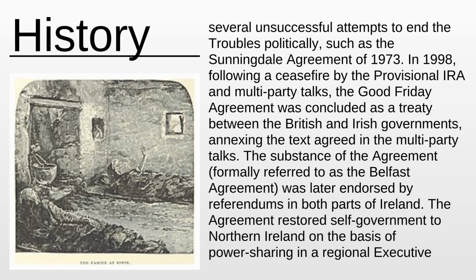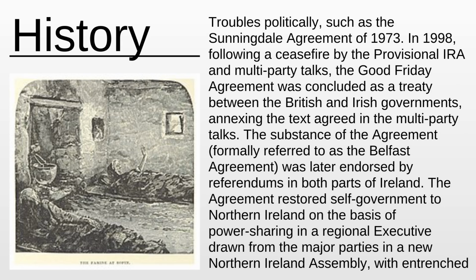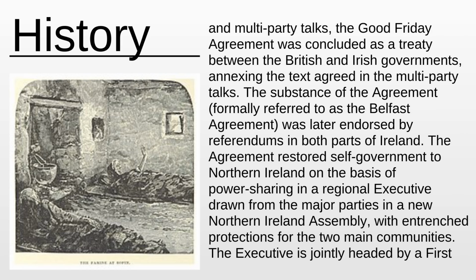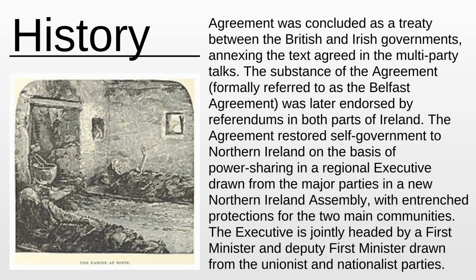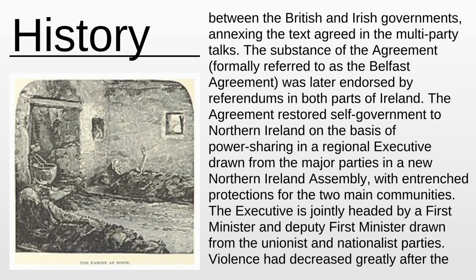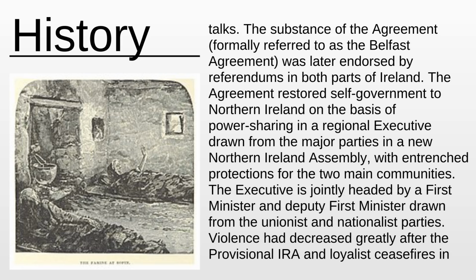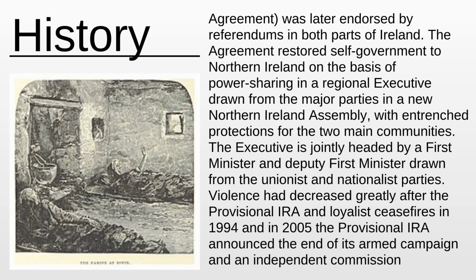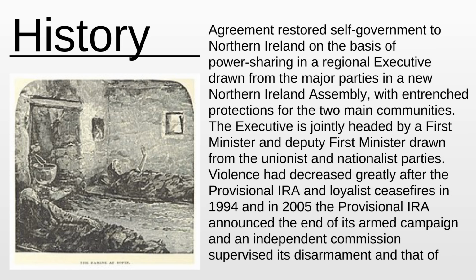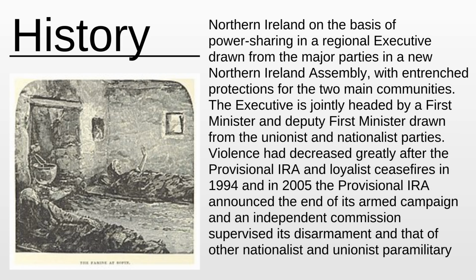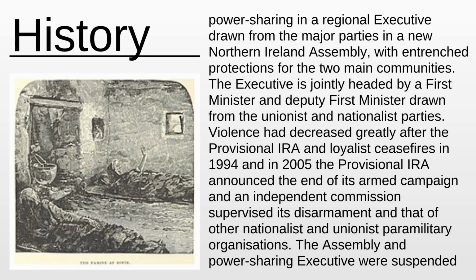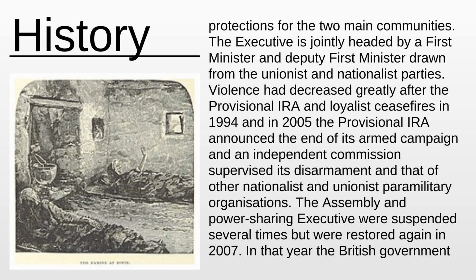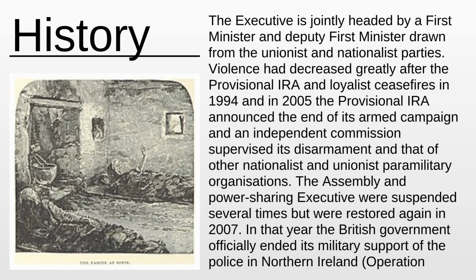There were several unsuccessful attempts to end the Troubles politically, such as the Sunningdale Agreement of 1973. In 1998, following a ceasefire by the Provisional IRA and multi-party talks, the Good Friday Agreement was concluded as a treaty between the British and Irish governments, annexing the text agreed in the multi-party talks. The substance of the agreement, formally referred to as the Belfast Agreement, was later endorsed by referendums in both parts of Ireland. The agreement restored self-government to Northern Ireland on the basis of power sharing in a regional executive drawn from the major parties in a new Northern Ireland Assembly, with entrenched protections for the 2 main communities. The executive is jointly headed by a First Minister and Deputy First Minister drawn from the Unionist and Nationalist parties.